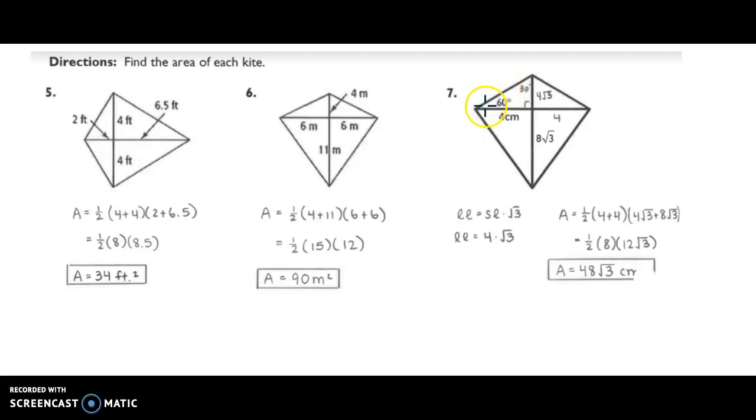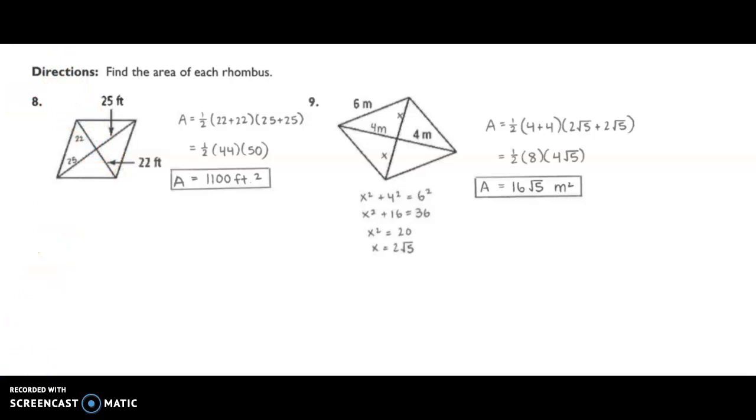Again, number 7, you might have to use some special right triangles, 30-60-90, to figure out here, this is 4 root 3. This was given to you as 8 root 3, so the whole diagonal is 12 root 3. That's how we got that. It's not 12 root 6. Don't add the numbers inside the square root sign. You only add the numbers on the outside.